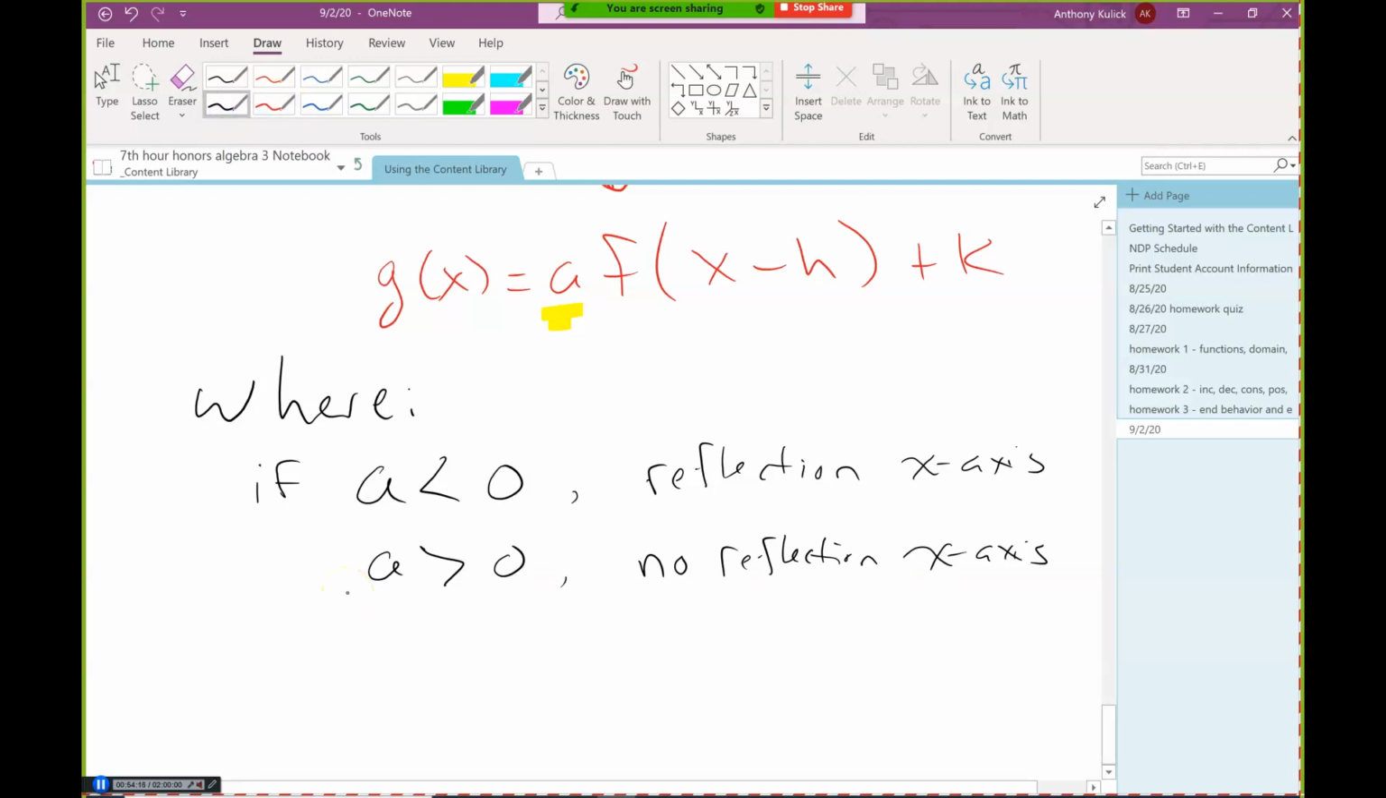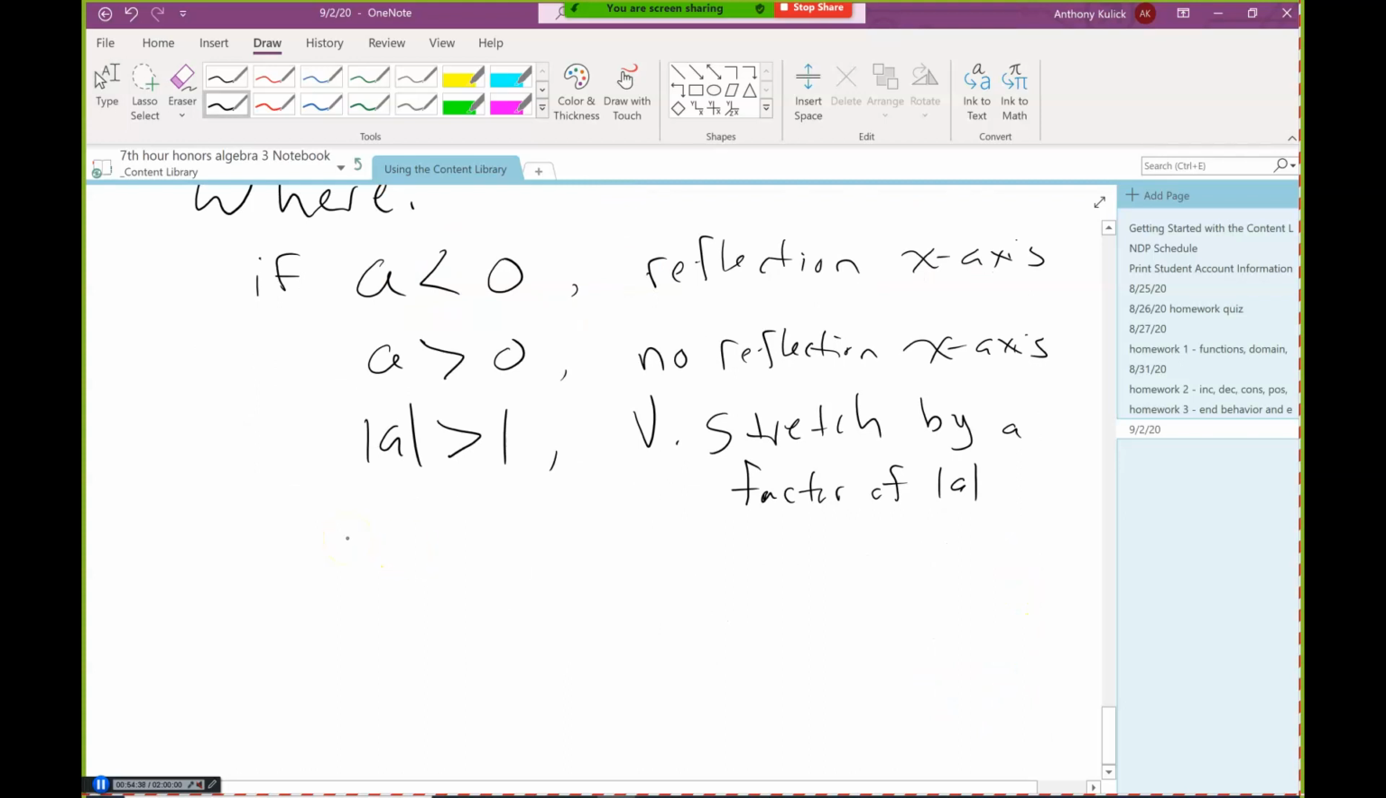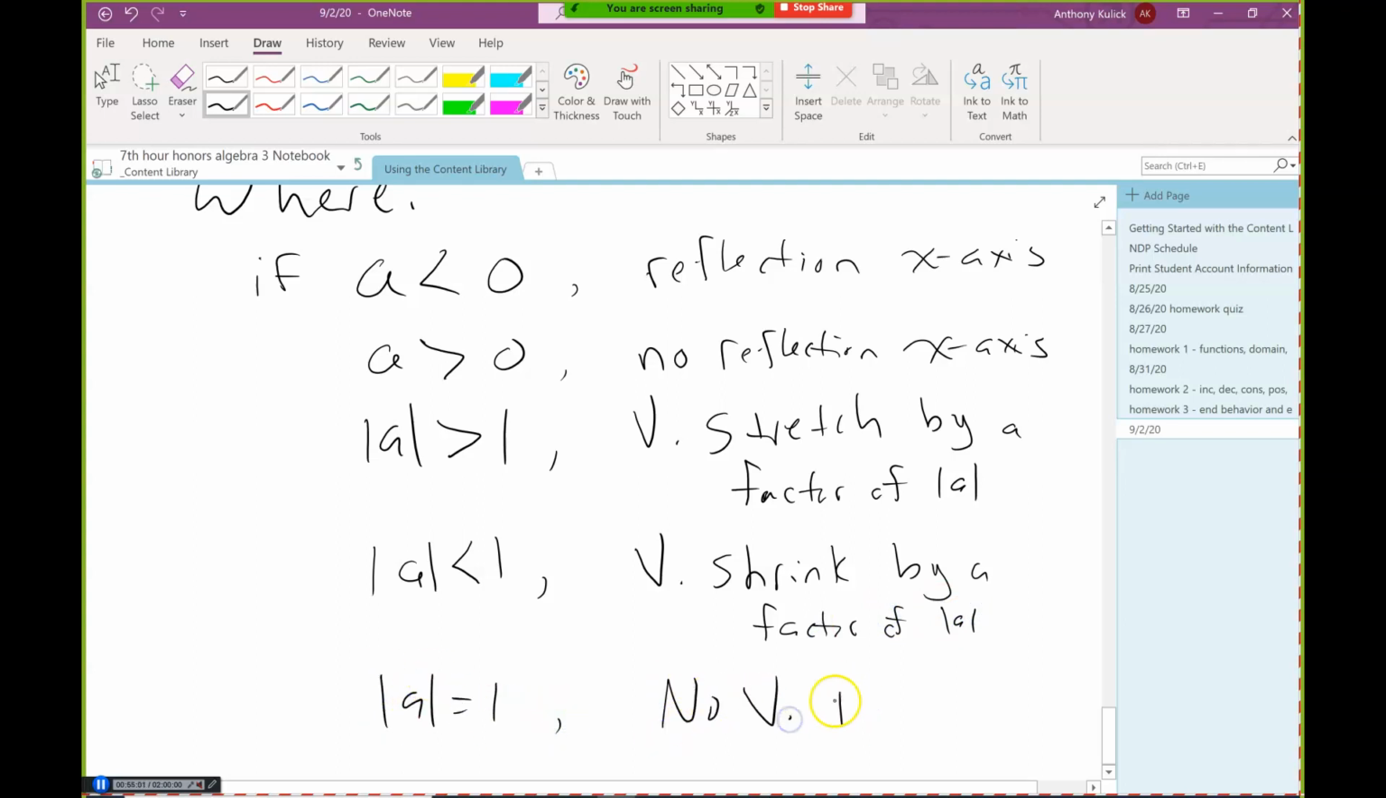The magnitude of a also matters. a also creates a dilation effect in the y direction. So if the magnitude of a is greater than 1, we have a vertical stretch by a factor of a. And if it's less than 1, we have a vertical shrink by a factor of a. And if it's exactly equal to 1, we have no vertical dilation. I abbreviated vertical with just V period there. I hope that's okay.